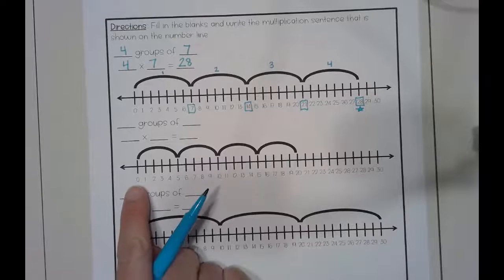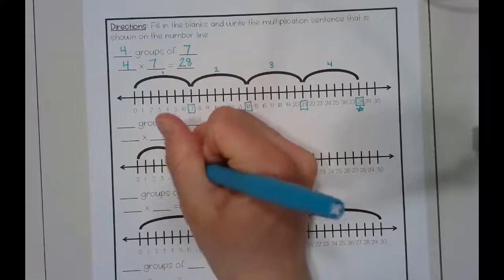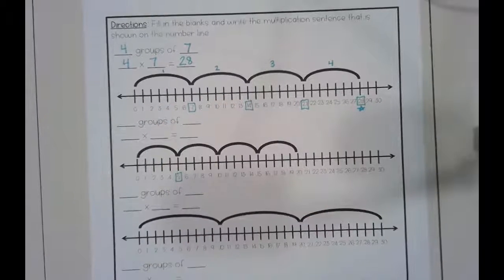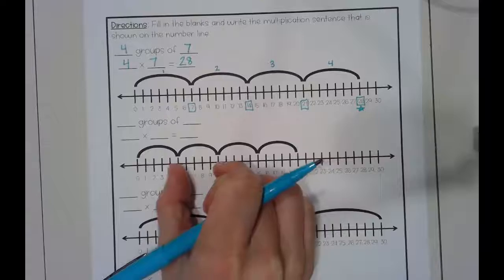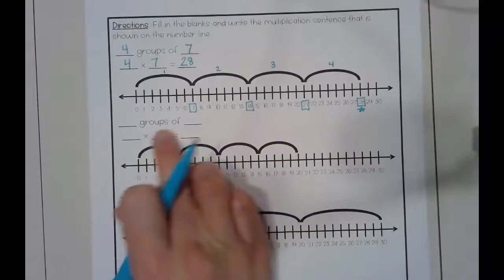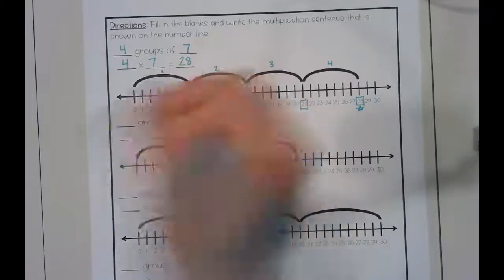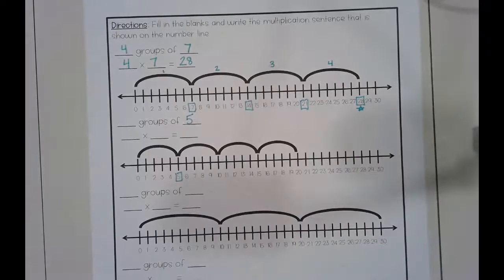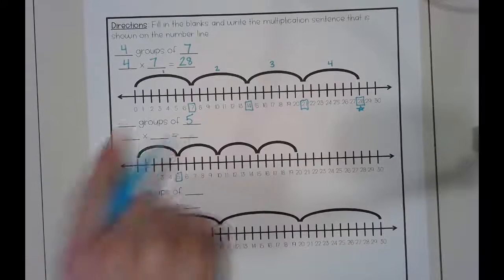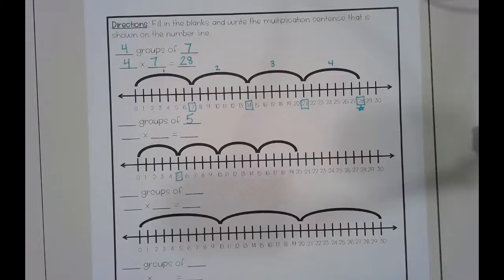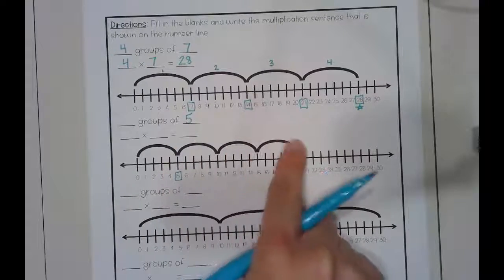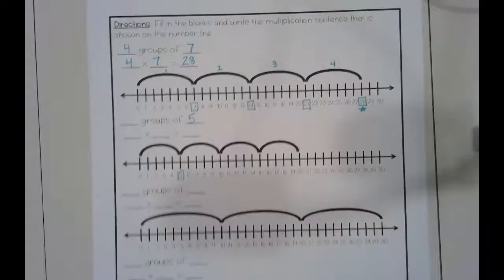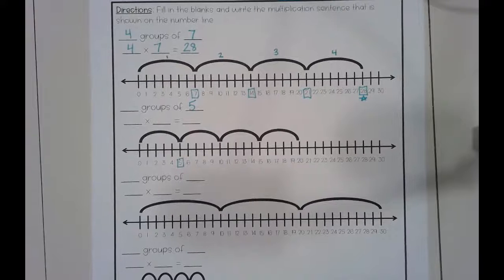So if you look at the bottom here, we're starting at 0 and we're landing on 5 first. So this tells me that I'm counting by 5s. So I know that each of my groups is going to have 5 in it. So we have groups of 5. We have to figure out how many groups of 5 we have. I want you to see if you can figure out how many groups of 5 there are and write that number here, and then we'll see if you're correct. Go ahead and try that.